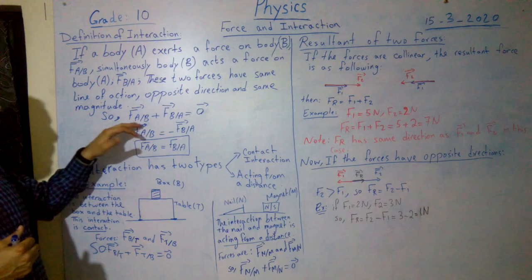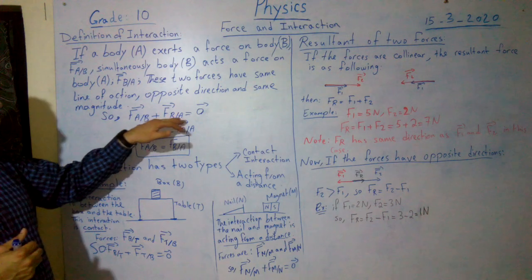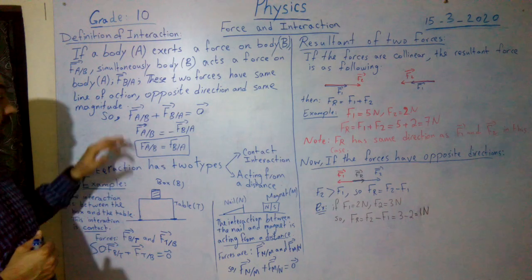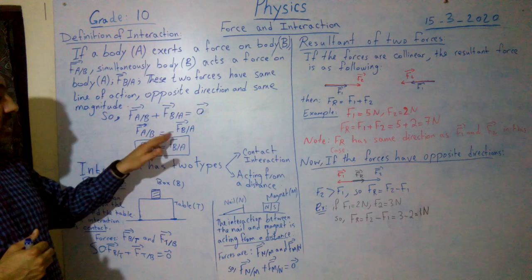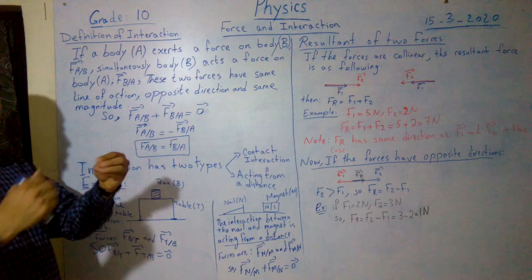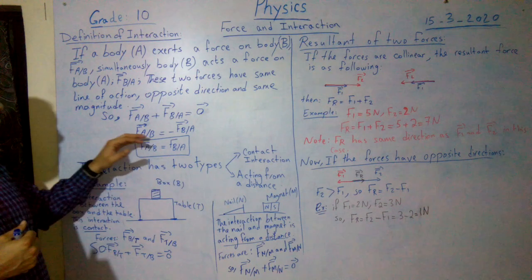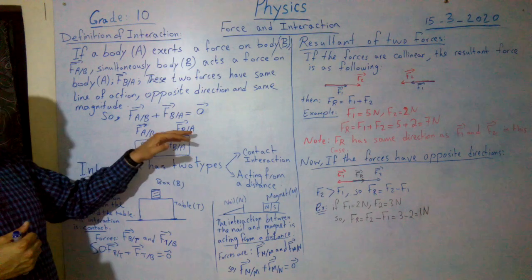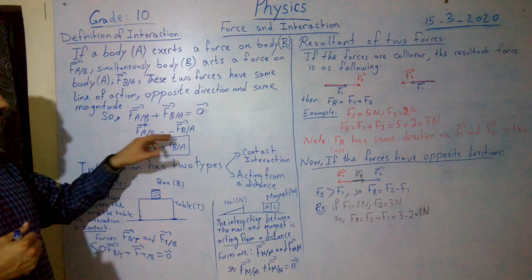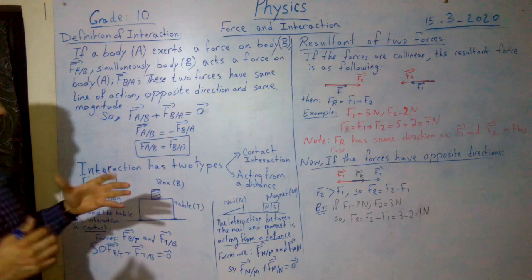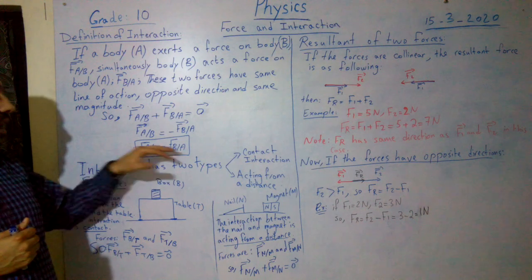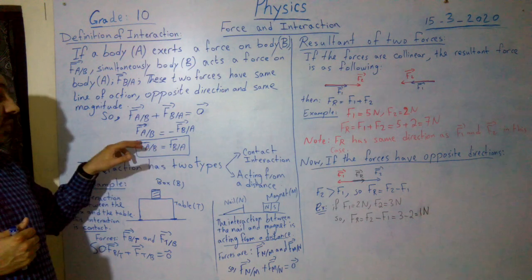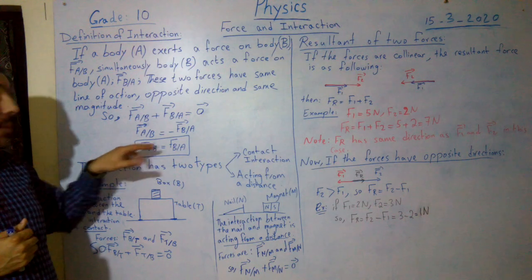How? F of A on B plus F of B on A equals the 0 vector. Now, if we move F of B on A to the right, then we have a minus. Minus means opposite direction. F of A on B equals minus F of B on A. Now, what about the values and magnitudes? The magnitudes are equal. The forces without vectors, we mean the magnitudes.